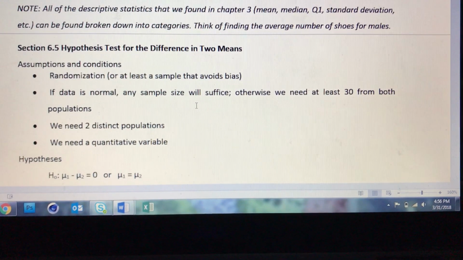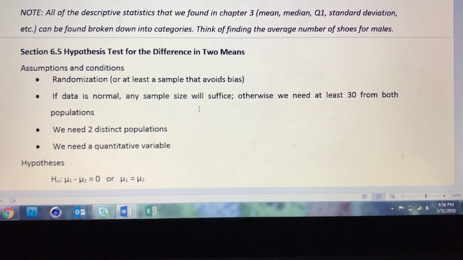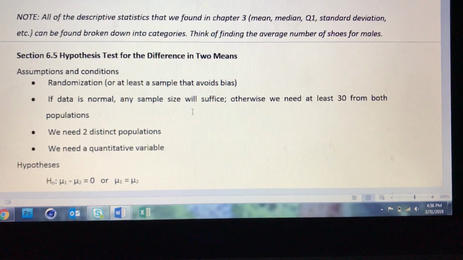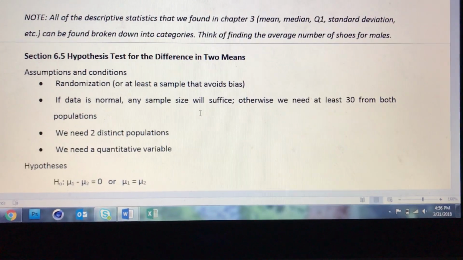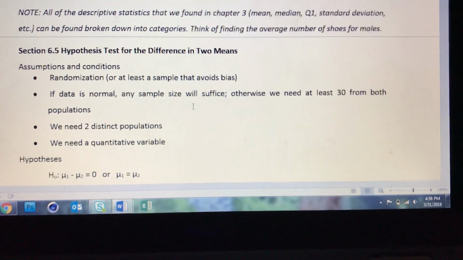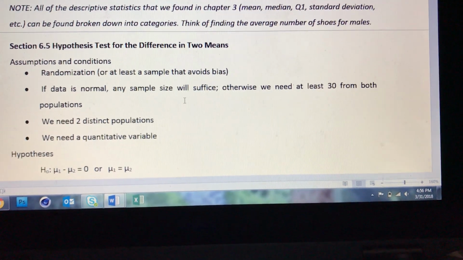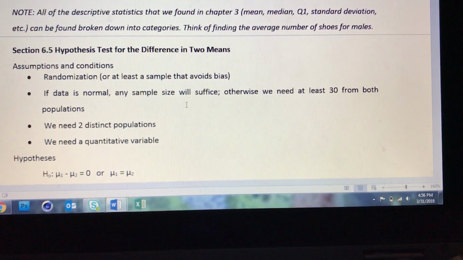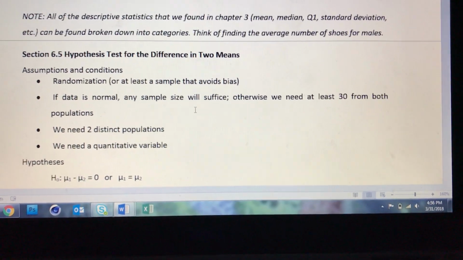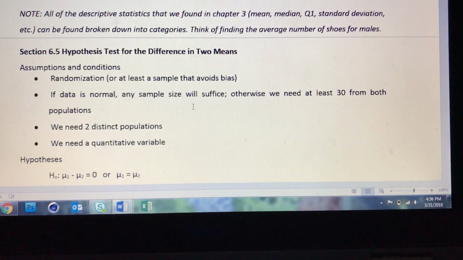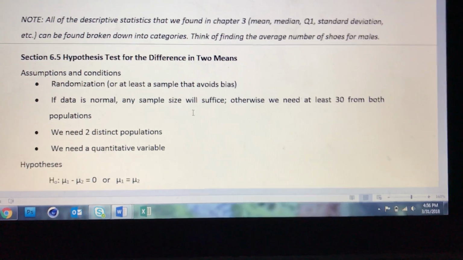Our assumptions and conditions. First one, what we always need is randomization, or at least a sample that avoids bias. Our magic number, because we're dealing with means, is 30, unless the data is normal. If the data is normal, any sample size will suffice. Otherwise, we need at least 30, but we do need it from both populations.